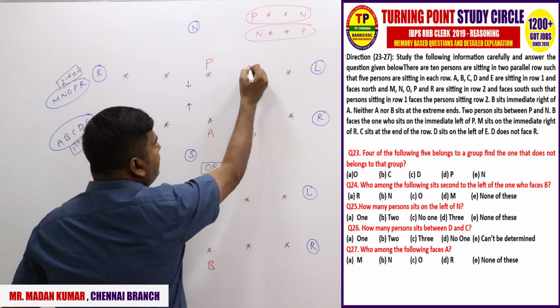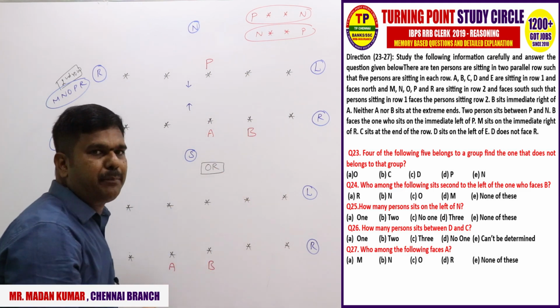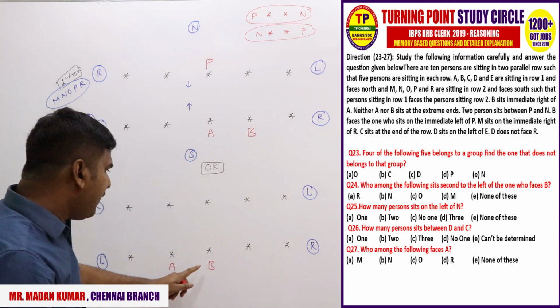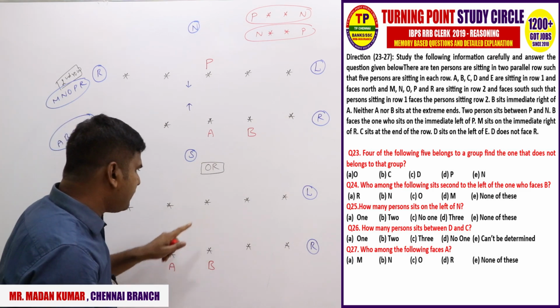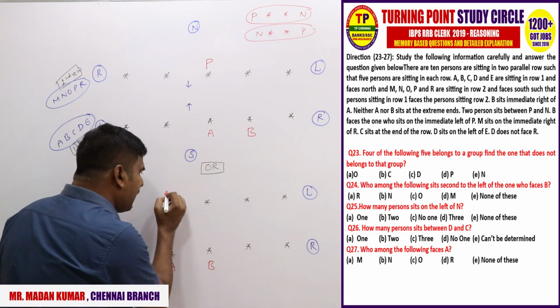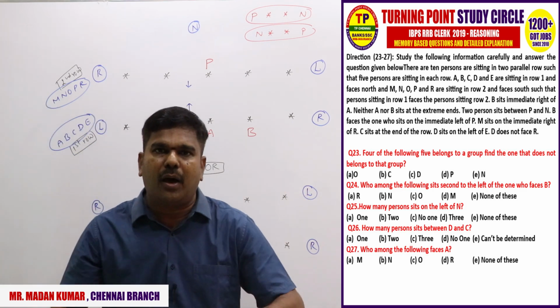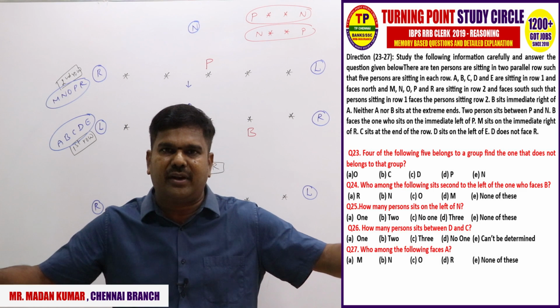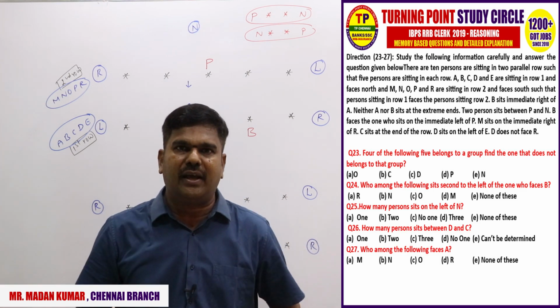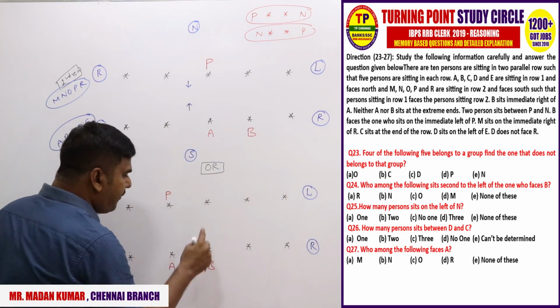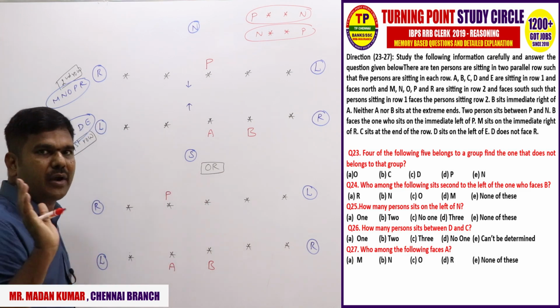Whoever is on P's left will be facing B. That is what is given, right? Here also, if you take B, the person opposite will be immediate left of P. So P's left side will be this one, whenever we are facing opposite directions. This is left and this is right whenever we are facing the other person. So P's left, and B is facing. This is what has been given.